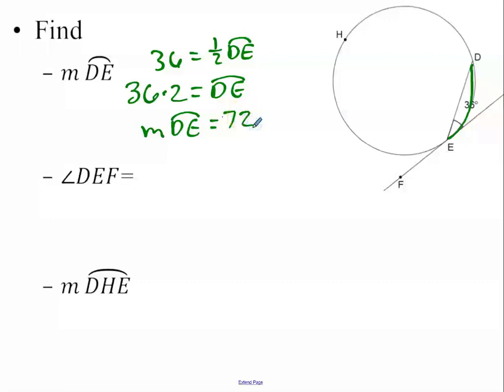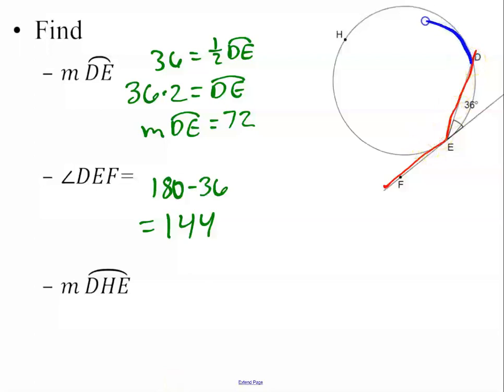And then we're asked to find the measure of angle DEF. So now we're looking here. You'll notice that these two angles form a linear pair, so it's just 180 minus 36, and you will get 144. Then the last example for this one is asking the measure of arc DH.